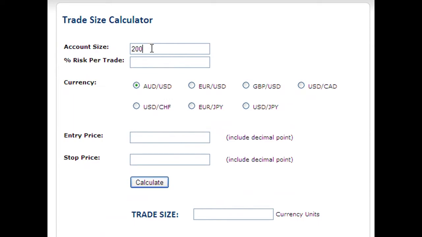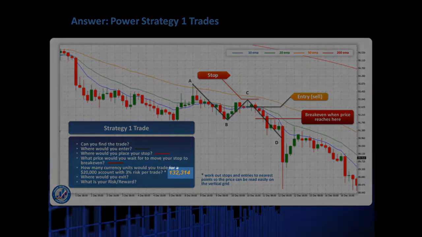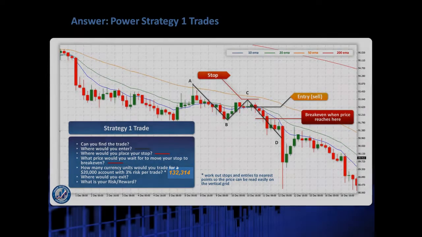So the account size is 20,000. The risk per trade that we want to put is 3%. The currency is US dollar against Japanese yen. The entry price is 92.62. And the stop is 93.04. When we click calculate, we see that the amount of currency units that we should be trading is 132,314. Now where would you exit?